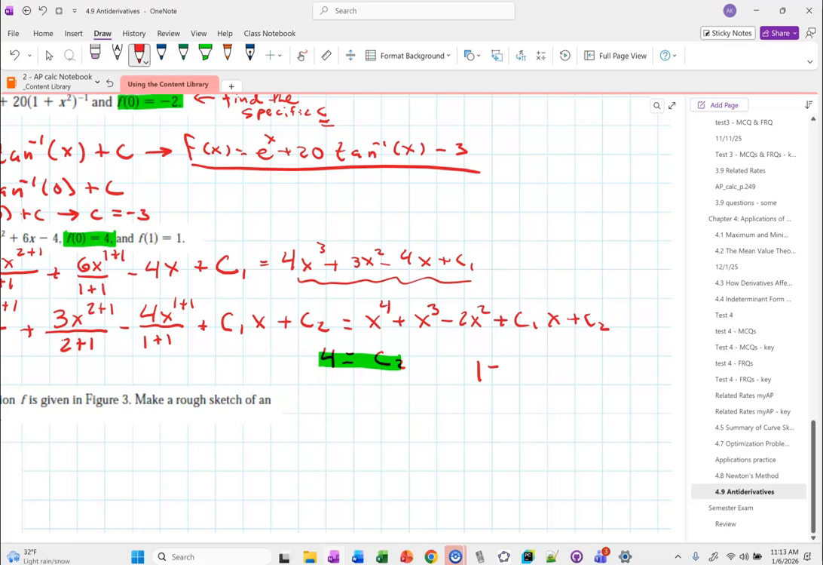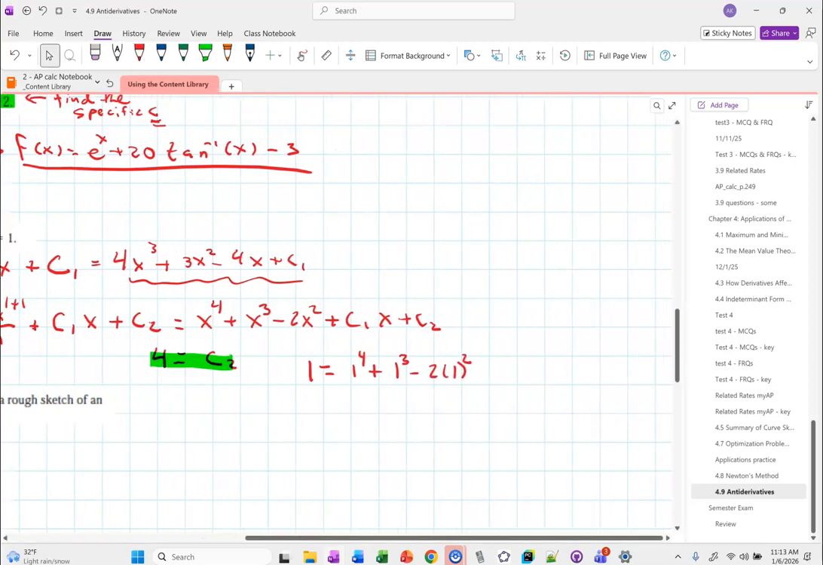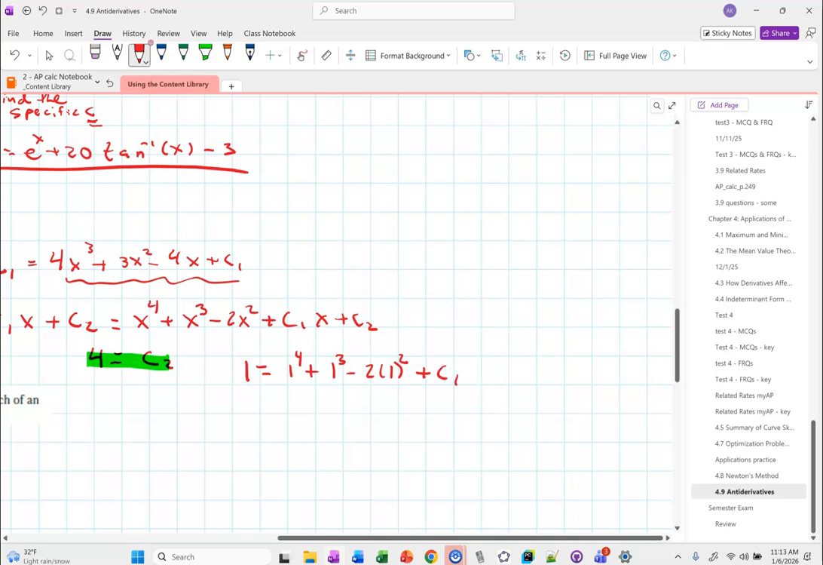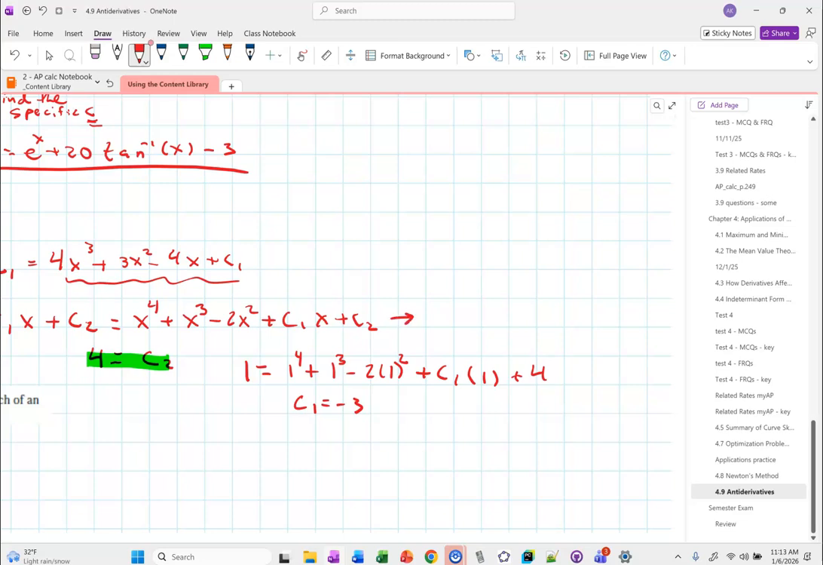And then I can say 1 is equal to 1 to the 4th plus 1 to the 3rd minus 2 times 1 squared plus C1 times 1 plus 4. So C1 there is -3. Oops, that's a 2. And I'll write as minus.